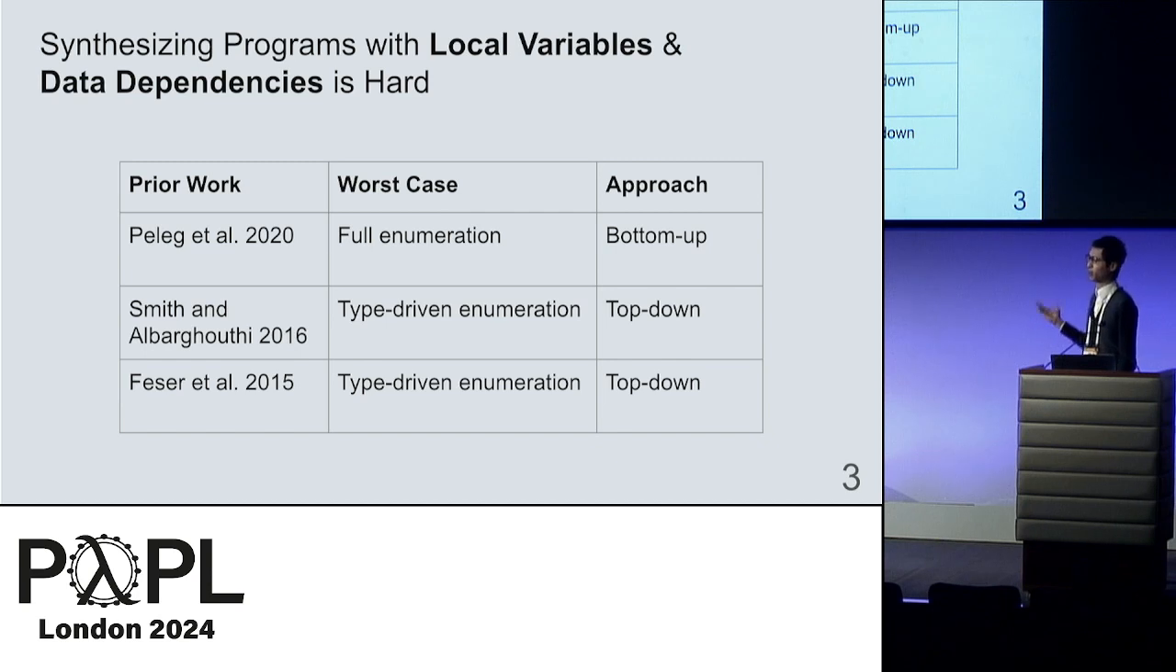Synthesizing programs like fold turns out to be very challenging. Several prior works have tried to tackle this problem using either bottom-up or top-down synthesis approaches, but all of them have to fall back to some form of enumeration in the worst case. And we want to avoid enumeration because it can be very slow.